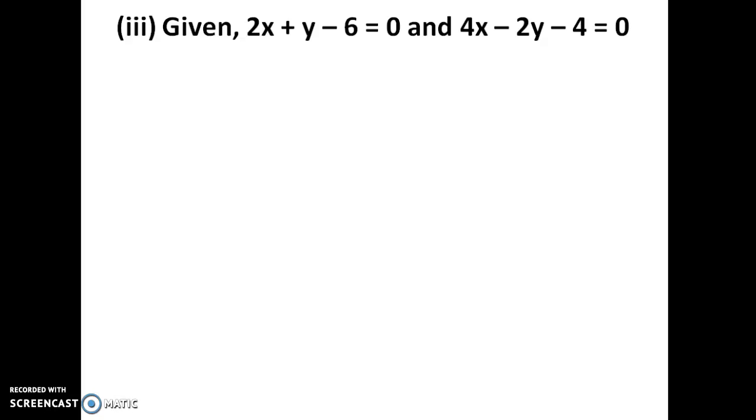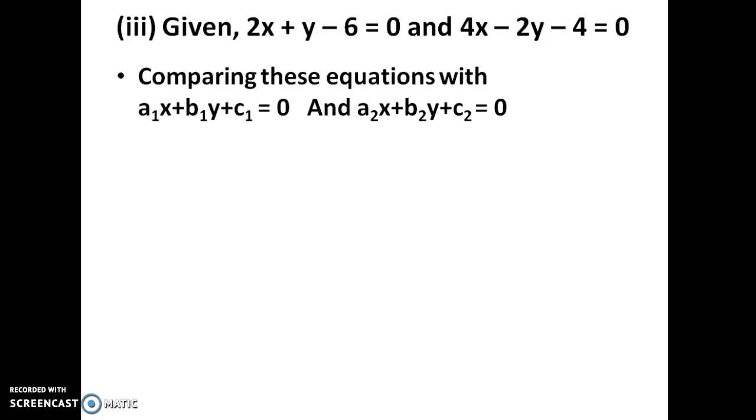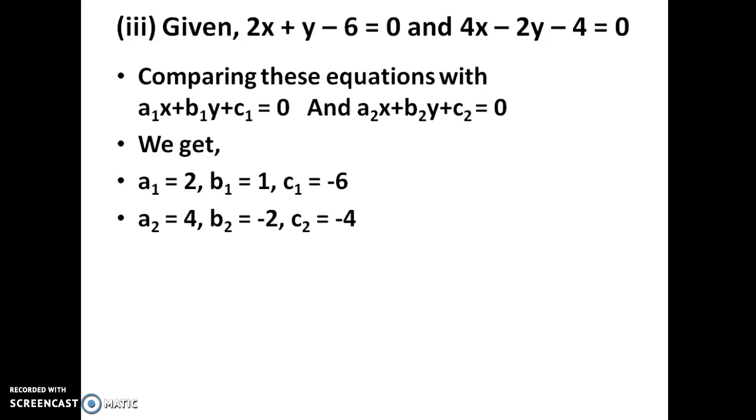Now third subdivision in the same problem. Given 2x plus y minus 6 equal to 0, 4x minus 2y minus 4 equal to 0. Comparing these with the standard form of equation, we have a1 equal to 2, b1 equal to 1, c1 equal to minus 6, a2 equal to 4, b2 equal to minus 2, c2 equal to minus 4.